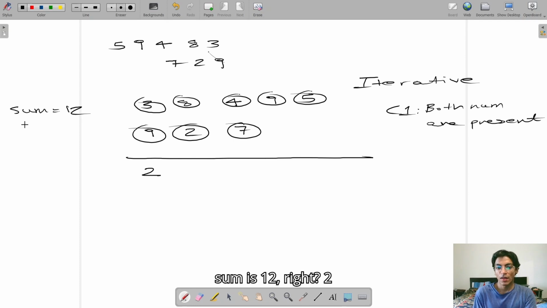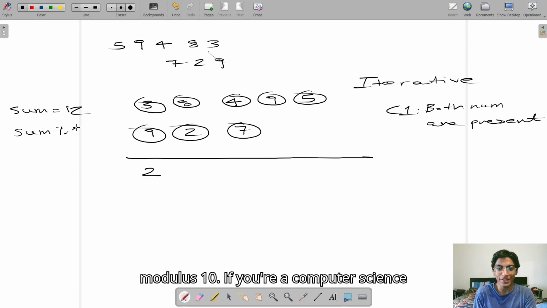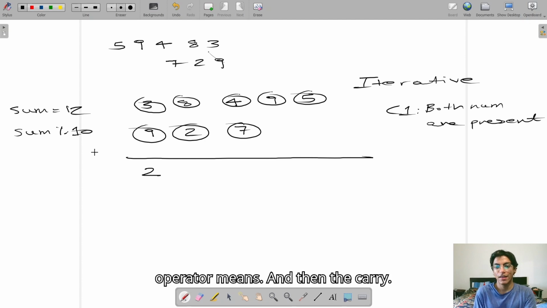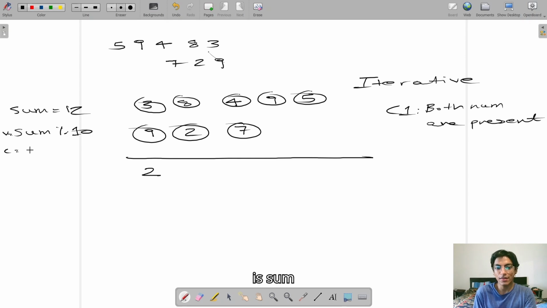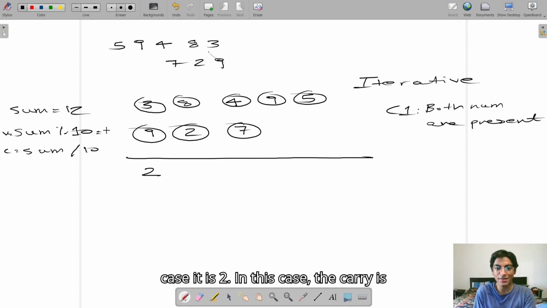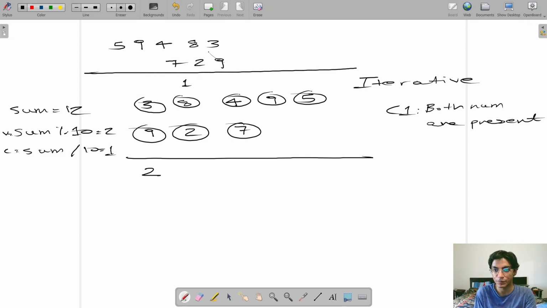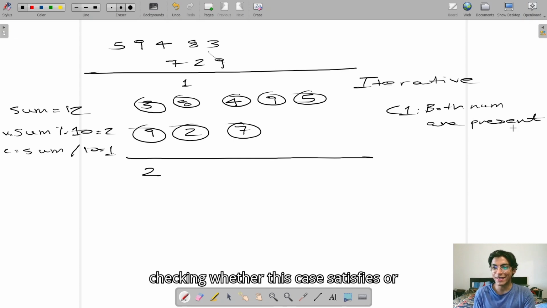Sum is 12, right? 2 would be sum modulus 10. If you're a computer science student, I'm sure you know what this operator means. And then the carry. So let's call it the value, and the carry is sum divided by 10. In this case, the value is 2, and the carry is 12 divided by 10, that is 1. We bring the carry over here.